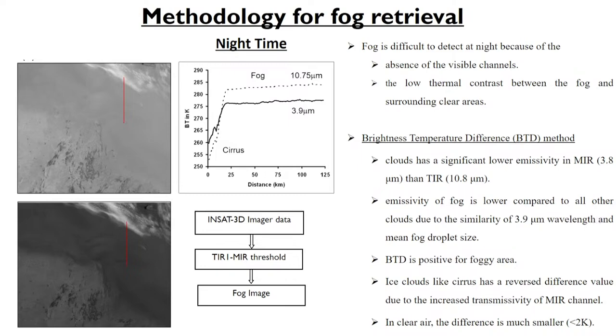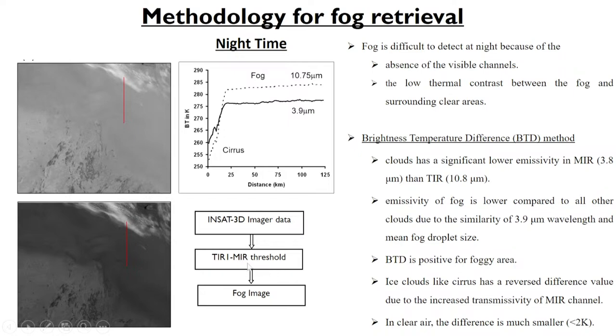Then coming to the nighttime methodology. As already said, the similar methodology for the daytime cannot be used for the nighttime because of the absence of the visible channel, right? And also, I told you the thermal contrast between the fog and the surrounding clear area is very less in the thermal channel. So that is also one shortcoming. So what do we do at night time? At night time we use the mid IR channel. Mid IR channel is at 3.9 micrometer, right?